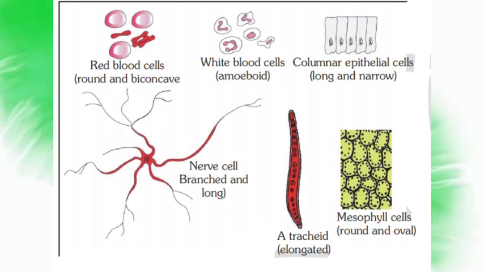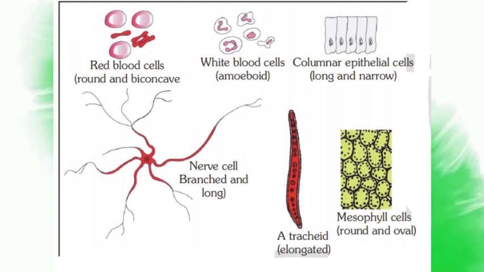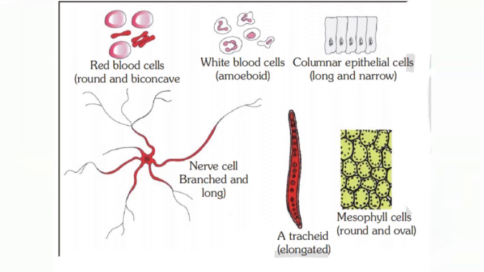Remember, RBC are round and biconcave in shape, white blood cells are amoeboid in shape, columnar epithelial cells are long and narrow in shape, nerve cells are branched and long, tracheids are long and elongated in shape, and mesophyll cells are round and oval in shape.